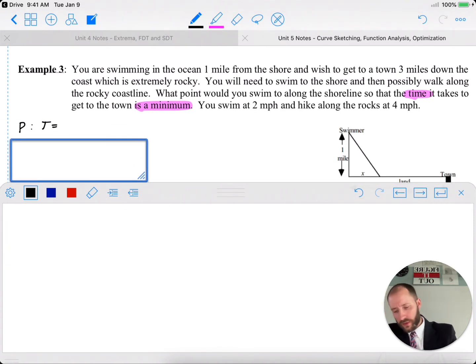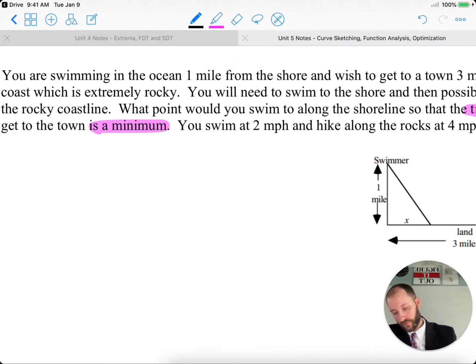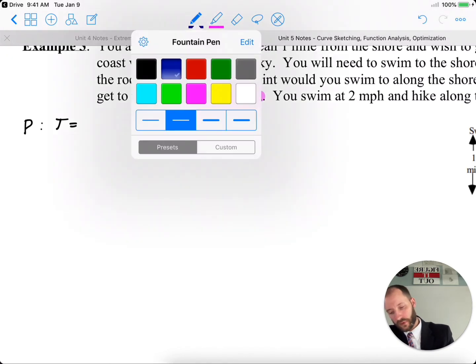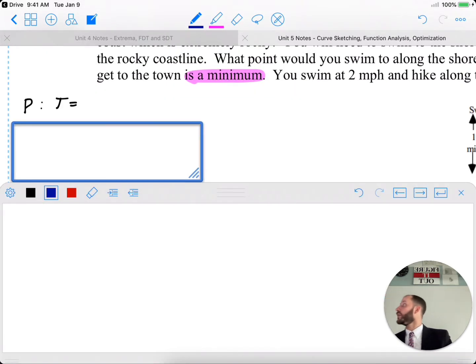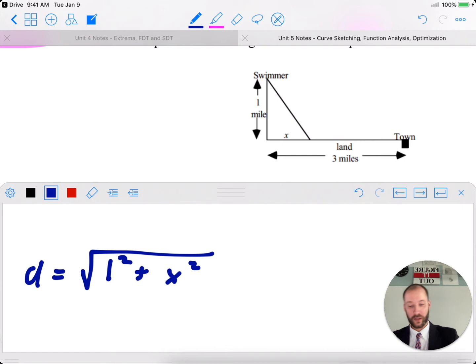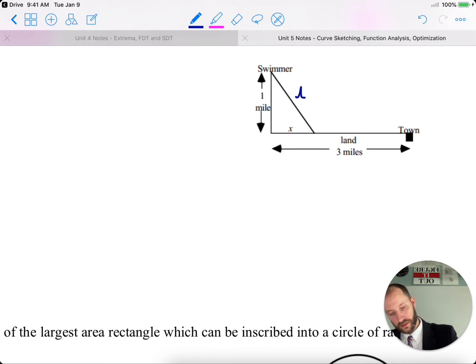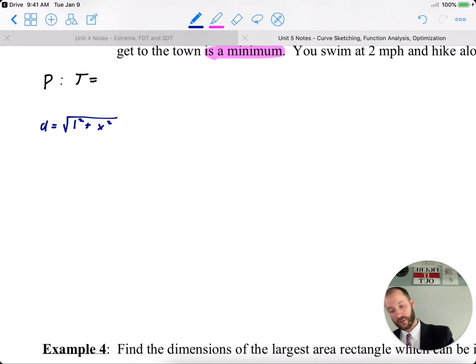So starting with this right triangle here, I'm going to use some different colors. Our distance would be the square root of 1 squared plus x squared, looking at that right triangle. Our distance, d, is just the Pythagorean theorem.